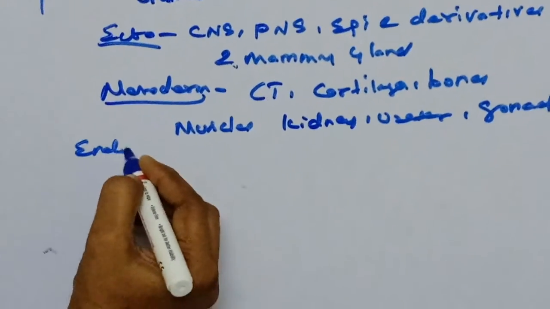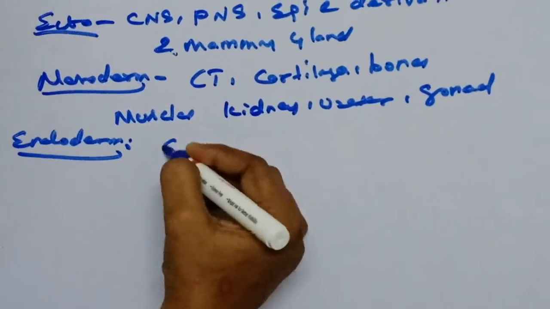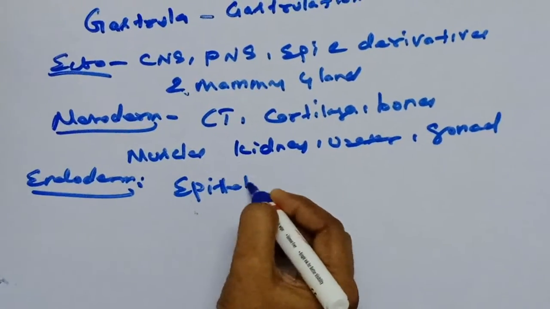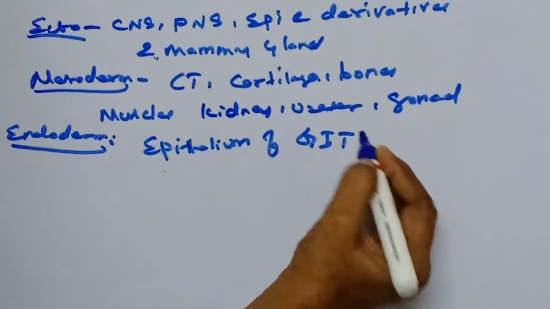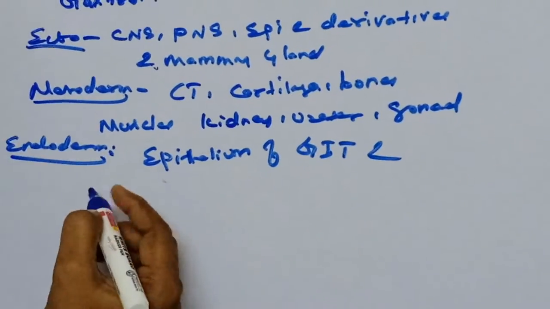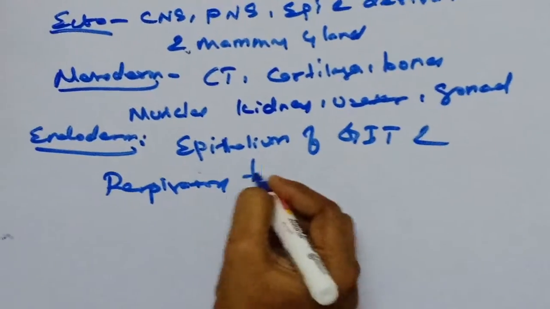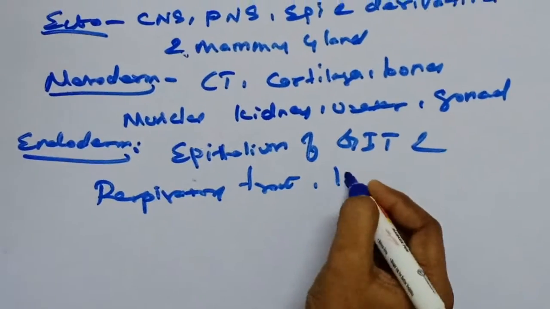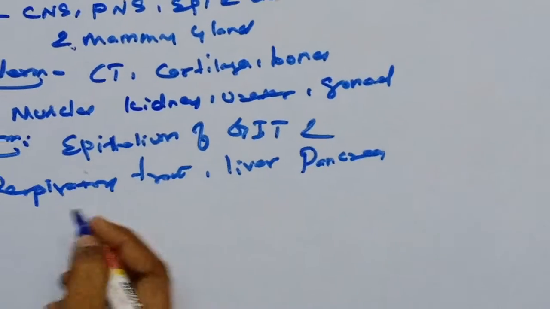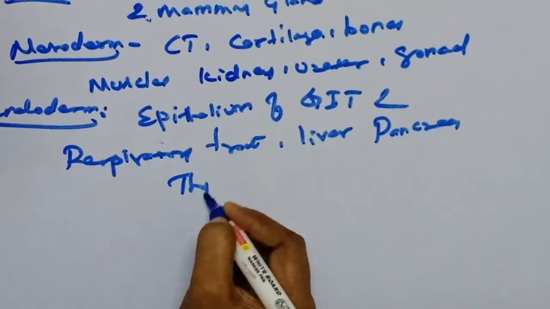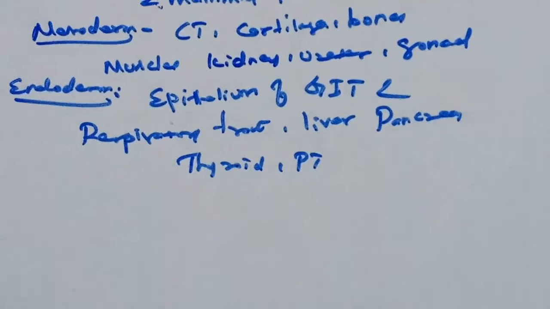Next one is endoderm. From endoderm, the epithelium of the gastrointestinal tract and also the respiratory tract, then liver, pancreas, thyroid, parathyroid. These are formed from endoderm.